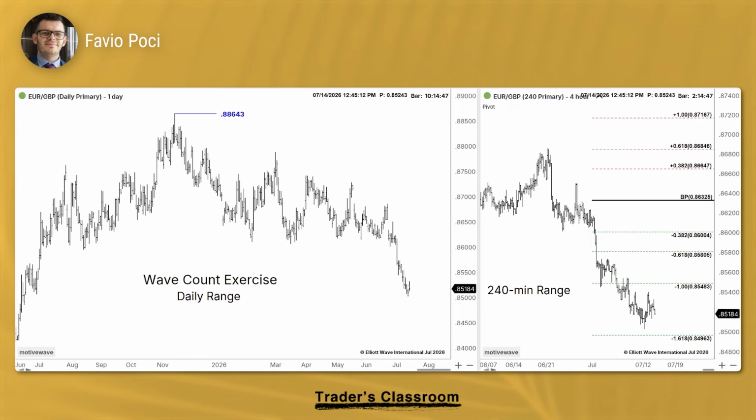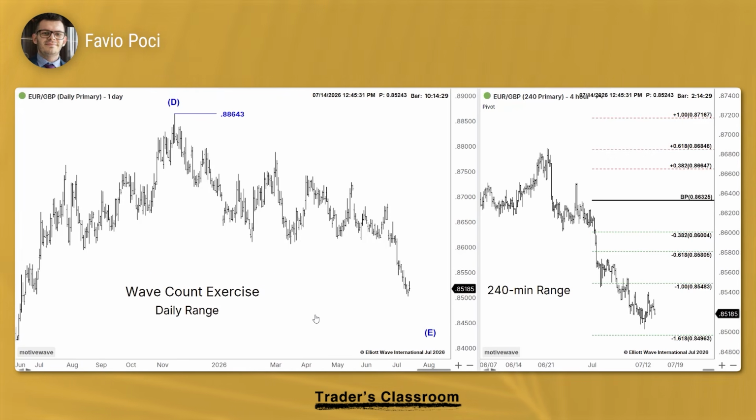So just to keep the reference here on the daily as well, I have wave D up here, and we're working our way lower in some sort of zigzag, which we don't know yet, but we are going to try now to label together. If you want to practice your skills, you can pause the video and try to label the current move from the swing high that you see labeled to the most recent price at 85.18.